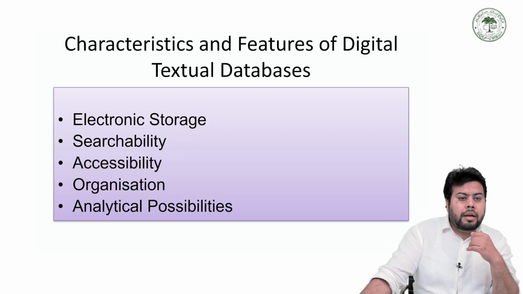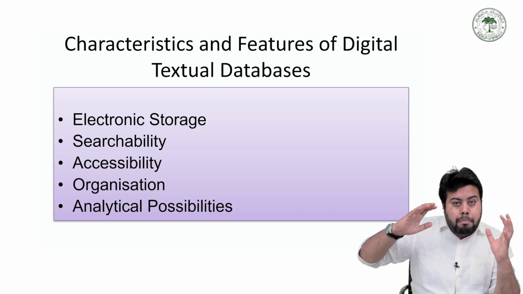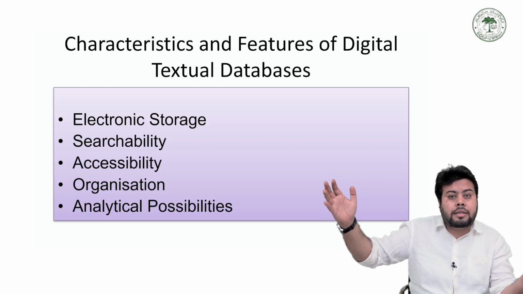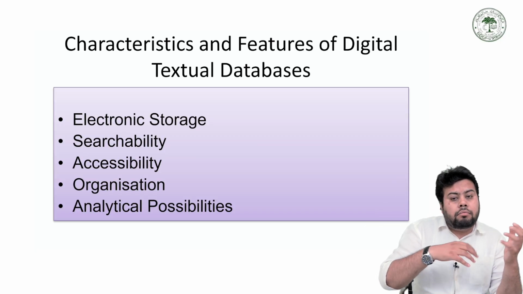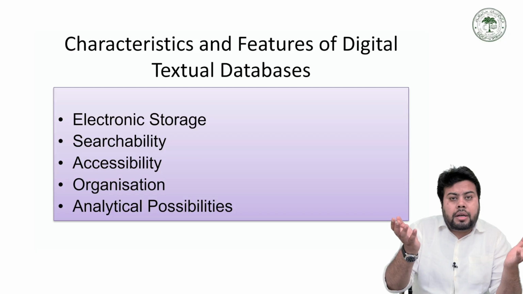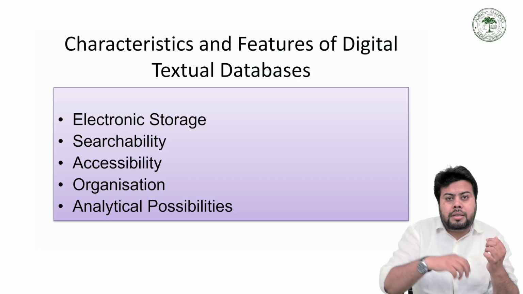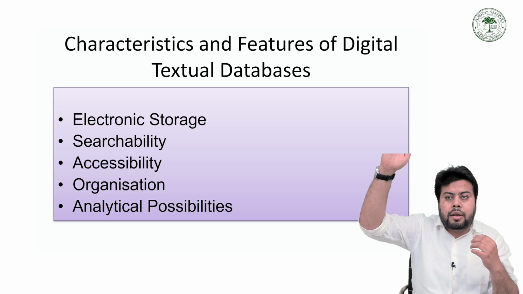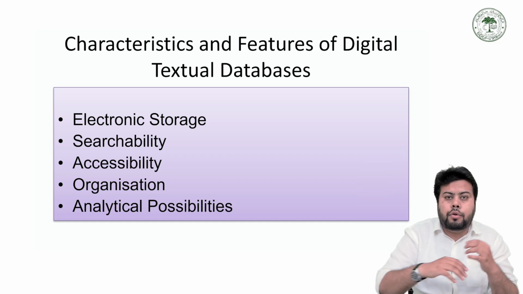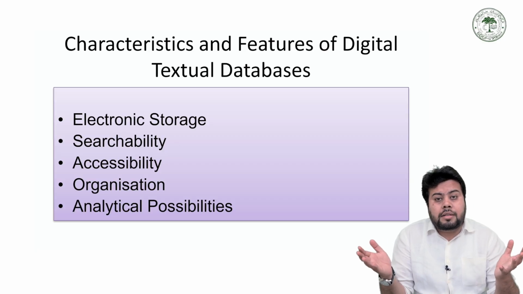Then again, as we earlier discussed, searchability is one of the greatest strengths of digital textual databases. Out of the millions of digital texts that we have, we can easily search and get whatever text I wanted, right? I can simply search through a single word, like A Thousand Splendid Suns. If I put in splendid, I'll get the list of texts that have the word splendid in them.